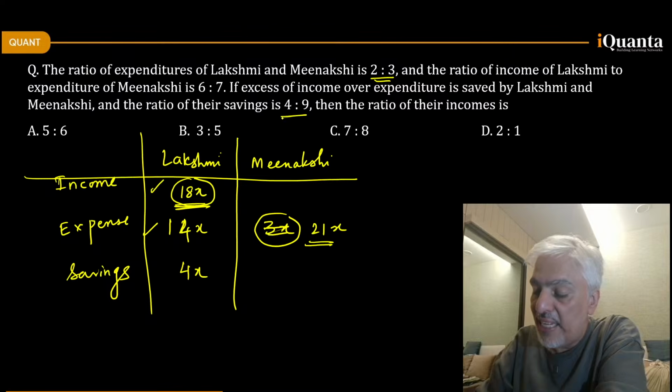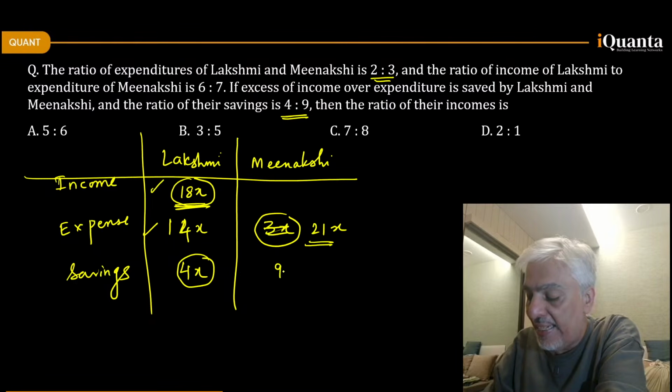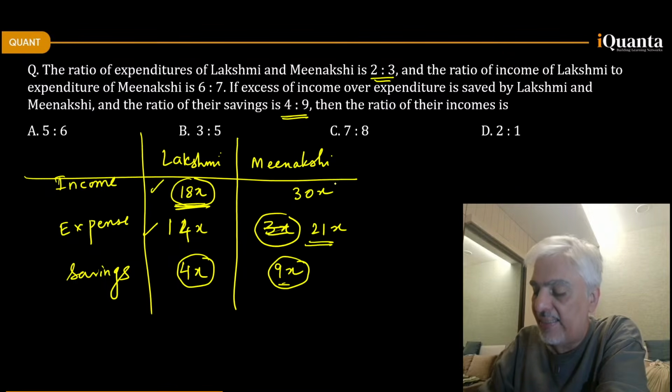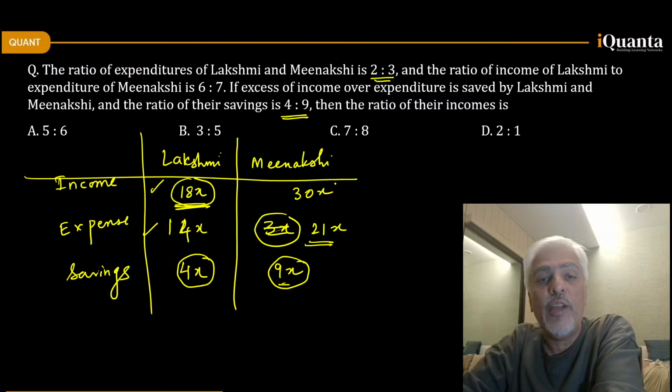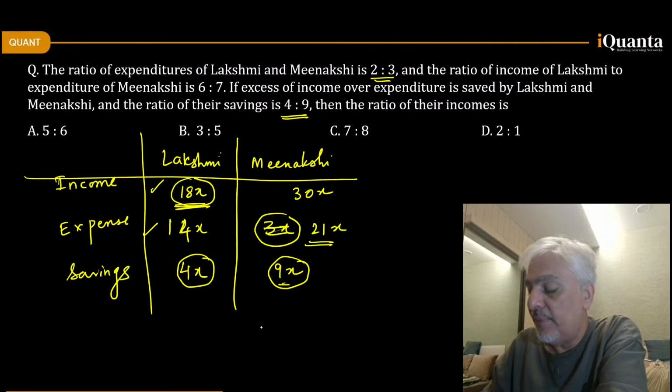And the ratio of the saving is 4:9. That means if this is 4x, this will become 9x. If this is 9x, this will become 30x. And what did I want to find? Ratio of their income. 18 upon 30, 6 threes are 18, 6 fives are 30.